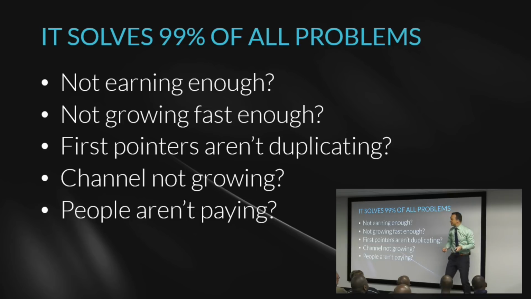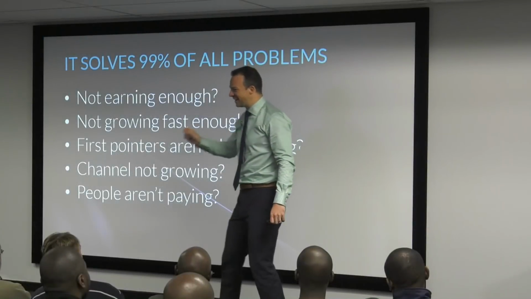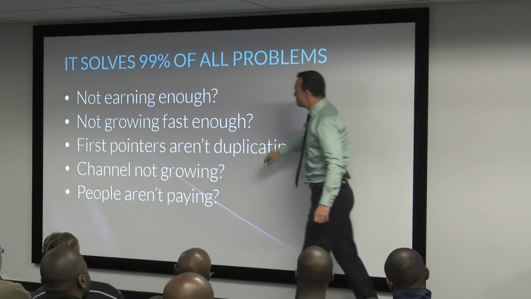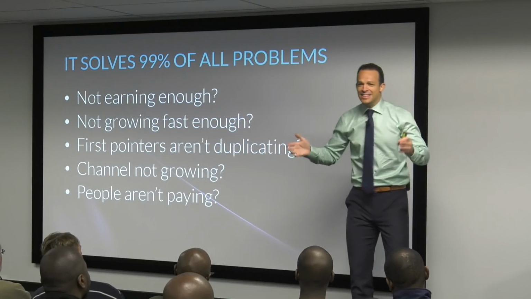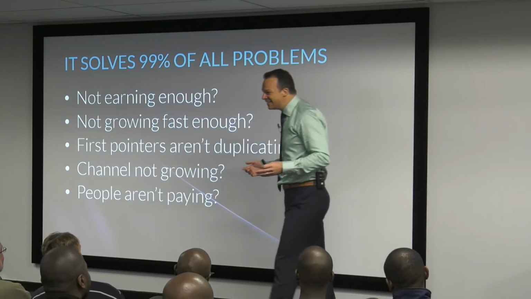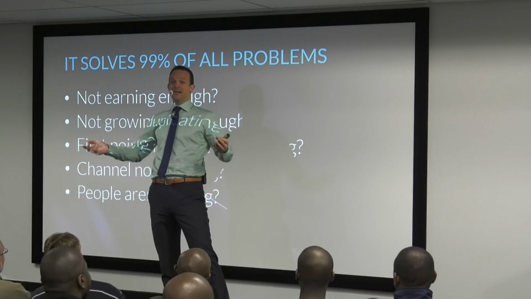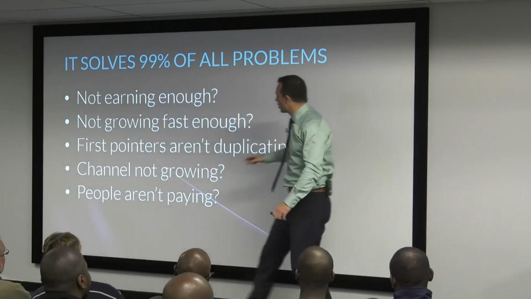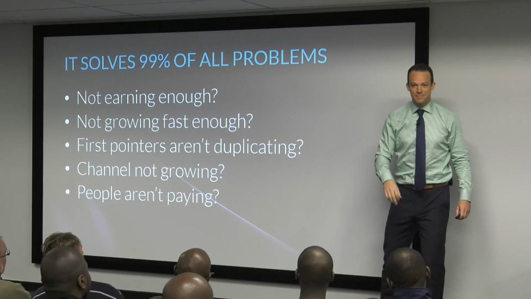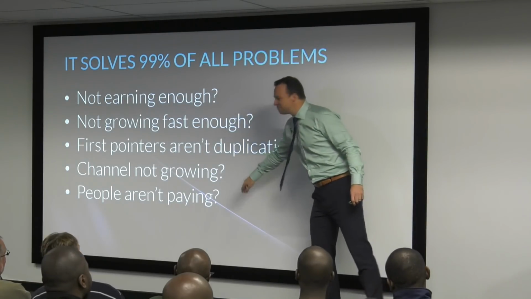And when you complain to us, and we hear everything, I'm not earning enough. What do you think we tell those people? Go connect more people. I'm not growing fast enough. What do you think the answer is? Go connect more people. My first pointers aren't doing anything. Isn't that the most frustrating one? I brought in all these people, they want to be rich, but they're not doing anything. Go connect more people. My channel's not growing.